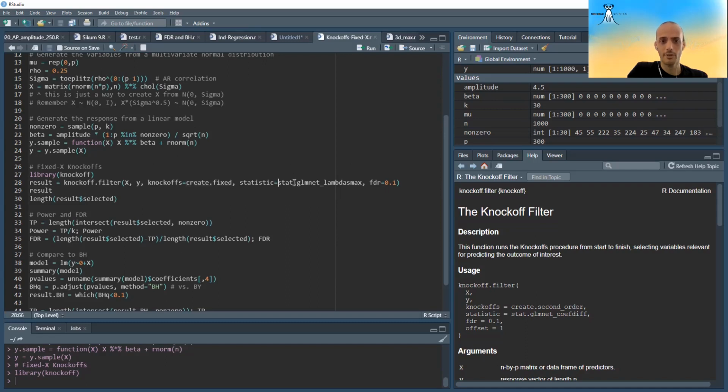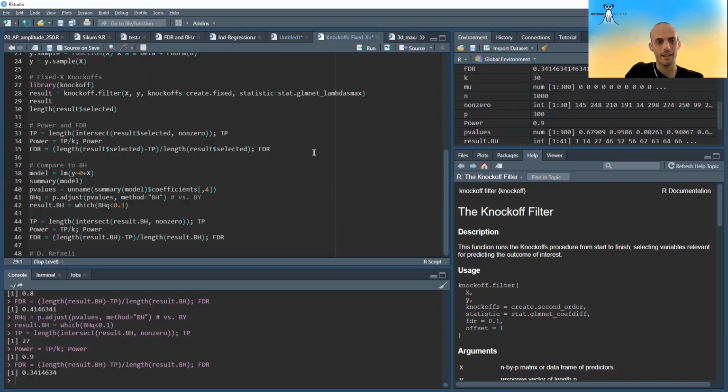And then we have to say which statistic we want, and there is a statistic called stat.glmnet_lambdamax, which is exactly this lasso thing that I told you about. And you can also specify the FDR. The default is 0.1, which I will leave. Okay, and you can see it takes some time. It will take a few seconds.